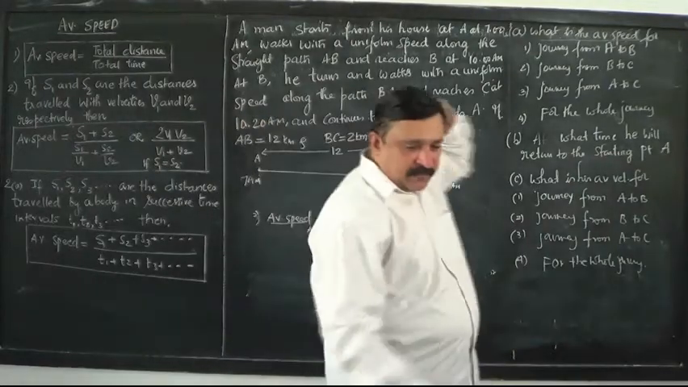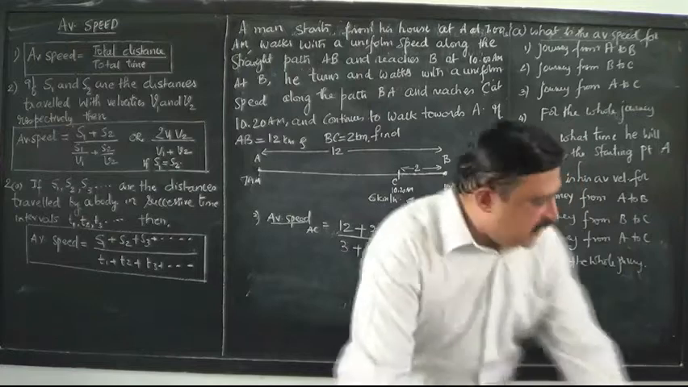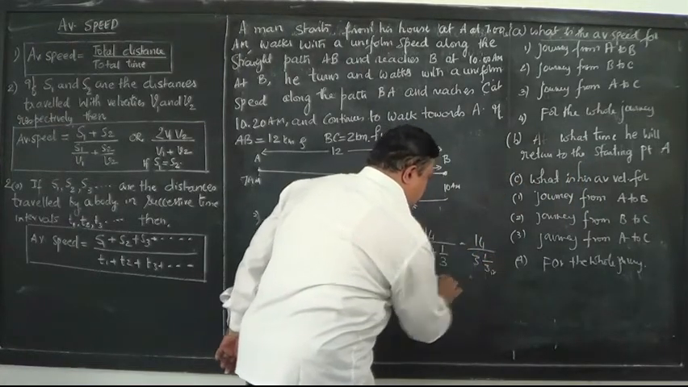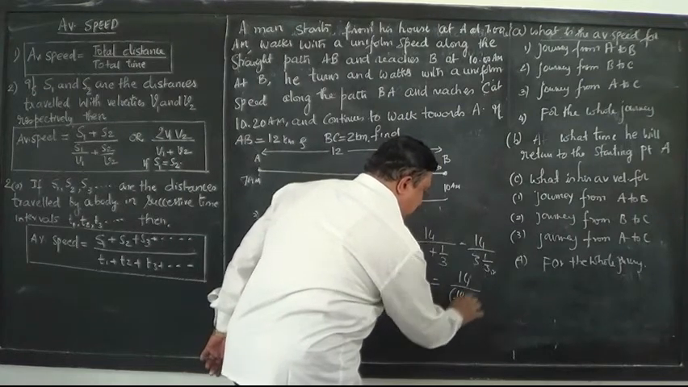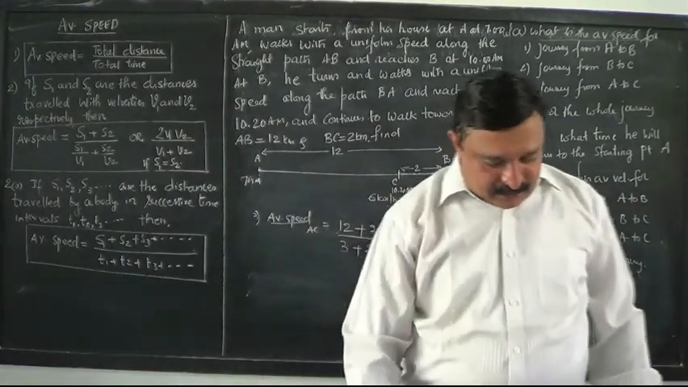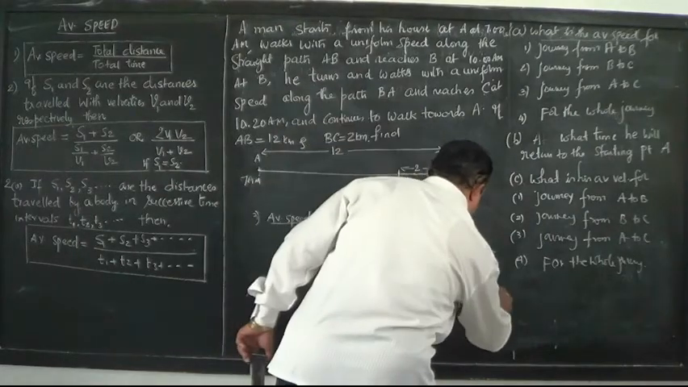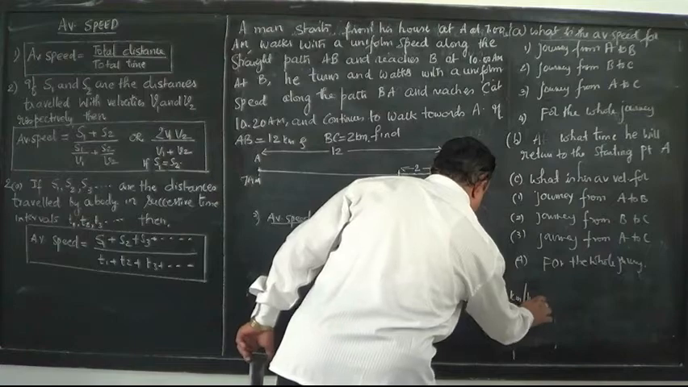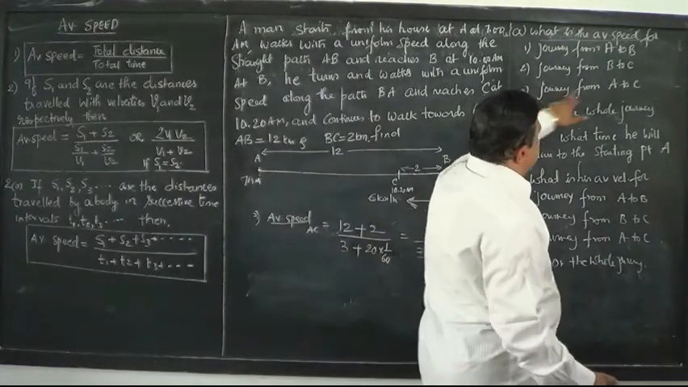When you simplify, you get the answer. That's 14 over 3 into 1 by 3. It is 14 over 3 by 3. Simplifying this, you get 21 by 5 kilometers per hour. So that's the answer, A to C.